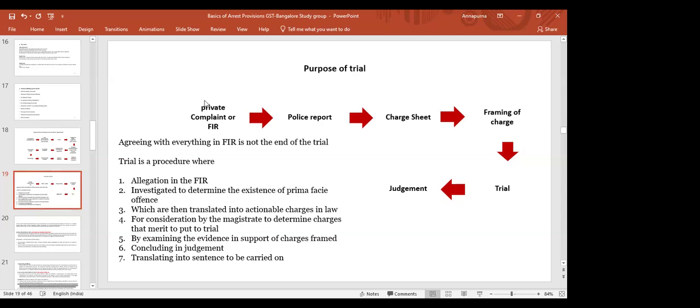Okay, so only FIR will be, sorry, private complaint will be by the officer, no, sir? Officer will file a private complaint. Magistrate will decide whether the complaint has merit or not. Okay, sir. Magistrate will not commence trials.